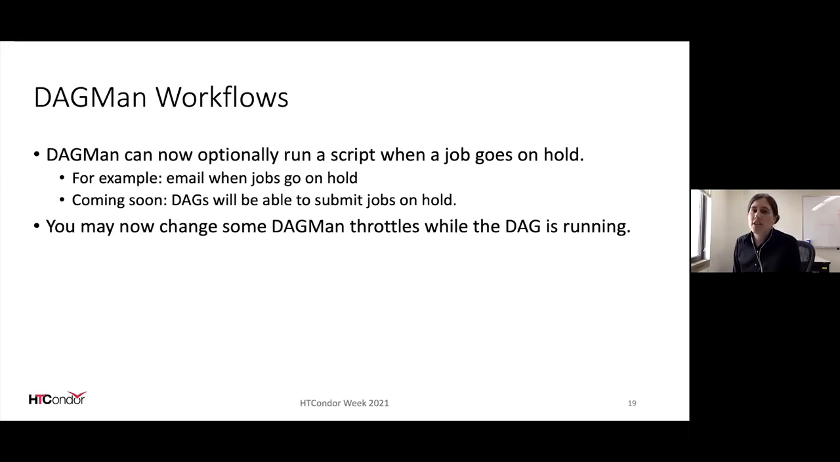And you can also change some Dagman throttles while a DAG is running. And so these can be limits on how many jobs are submitted or how many are idle. And obviously you want to have the best estimates you can before you submit jobs, but if things change, you now have that flexibility to change those on the fly, and the running DAG will reflect those changes.